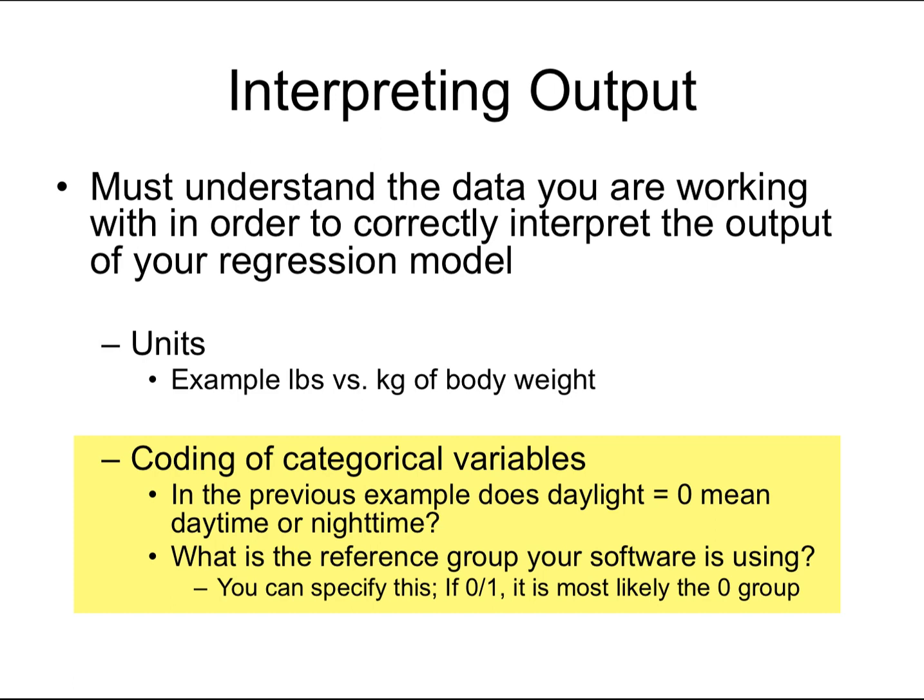But it's important to know the reference group that your software is using. Binary categorical variables are typically coded as 0 and 1, and 0 is usually automatically treated as the reference group. But you can also recode your variables to change this. So for example, if you wanted daytime to be the reference group in the previous example, you could recode the categories of the variable in R to do this.